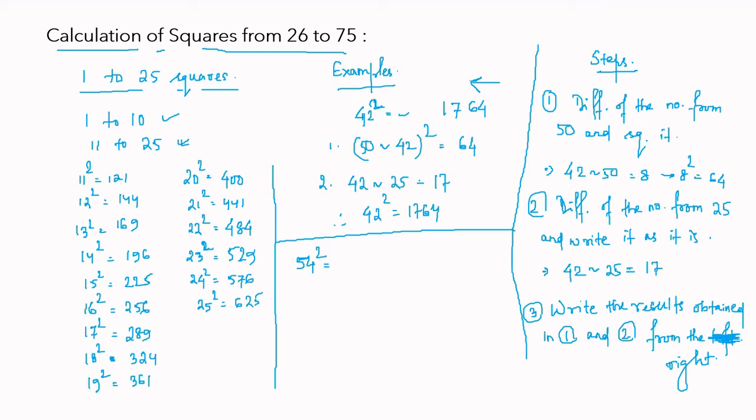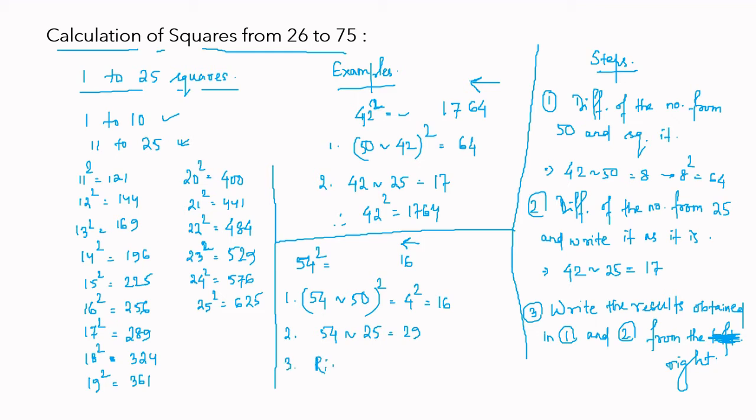Okay, I hope you would have done that. So let's see. Now we'll do the first step. The first step was to see the difference from 50 and to square it. So difference of 50 and 54 is 4, and in turn we have to square it. That will fetch us 16. The second step will be to see the difference of 54 from 25. Now the difference of 54 from 25 is 29.